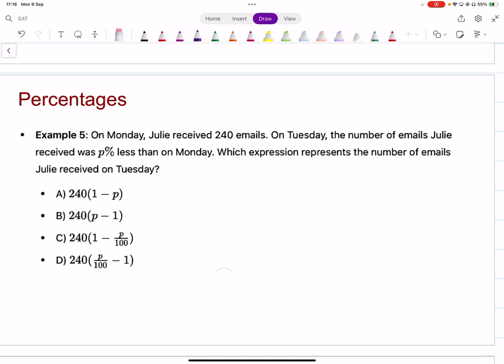You're starting from 240. You want to reduce 240 by P%. 100% minus P%. 100% means 1, right? P% means P over 100. So you'll multiply 240 by 1 minus P over 100. That is C. Okay?